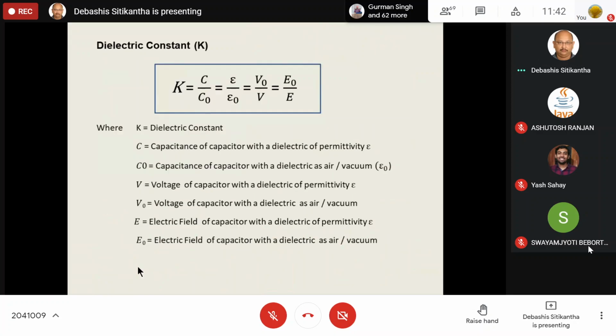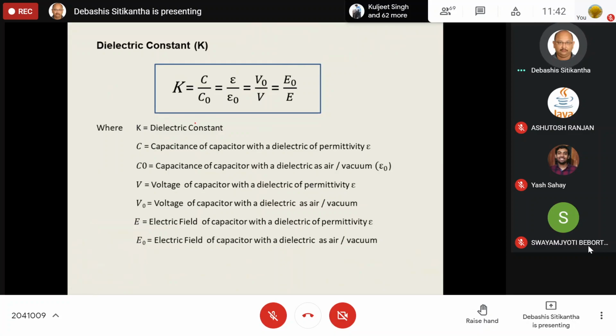Now, the most important parameter associated with a dielectric material is the dielectric constant. Obviously, the derivations and other things are not in your syllabus. That's why we have not gone into the details. So simply remember that your dielectric constant K is given by C/C0. Actually, the definition is up to this much.